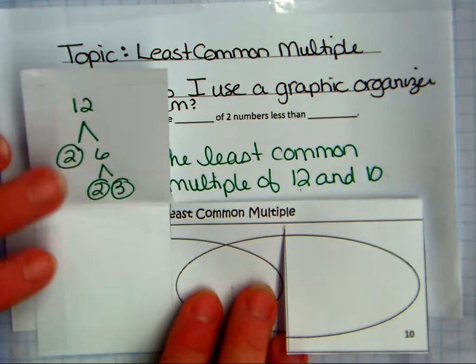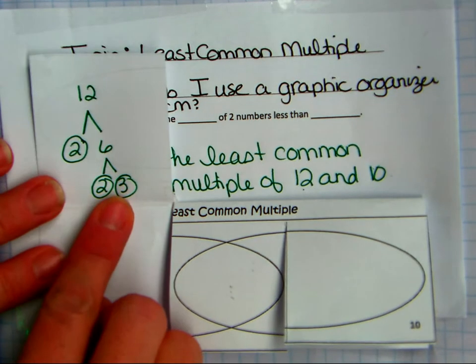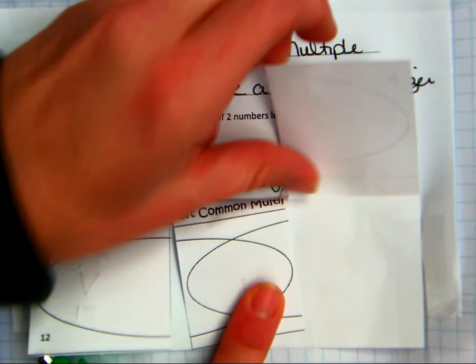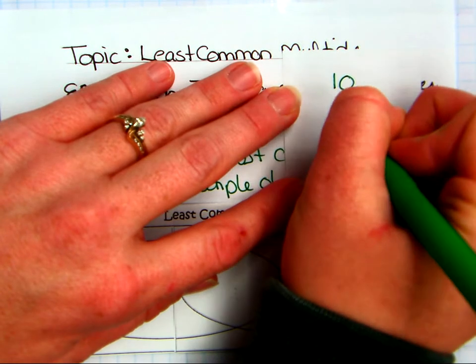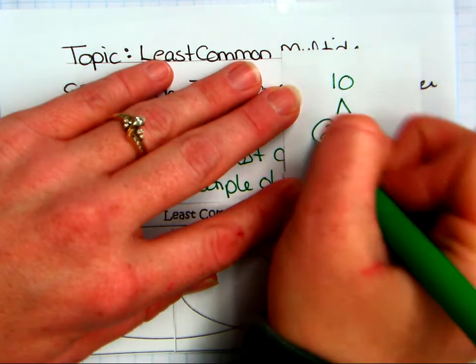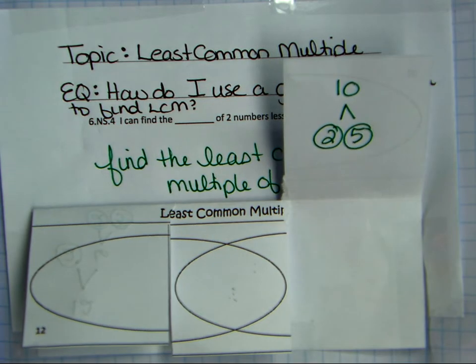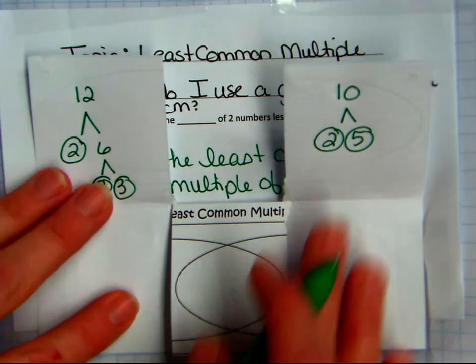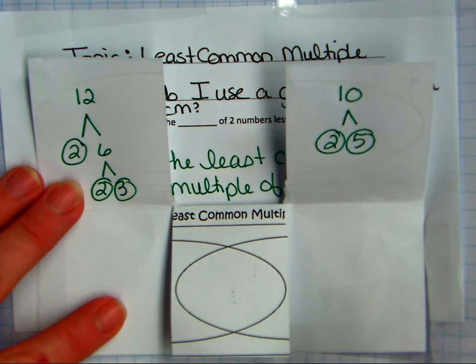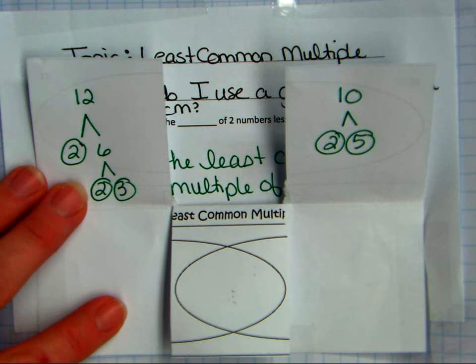So then once we've done this one and we've gotten them all out to the prime factors, now we're going to go over to this side and we're going to do 10 the same way. We have 2 and 5, and both of those are prime numbers. So now we've got our factors. Now what I want to look at is the ones that are the same, and the ones that are different.